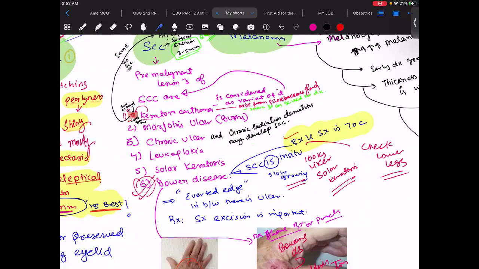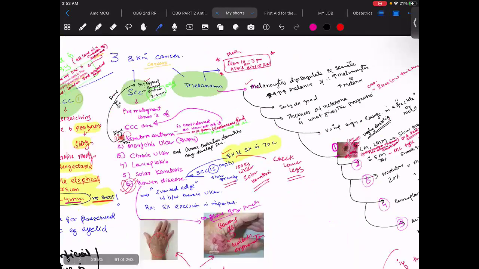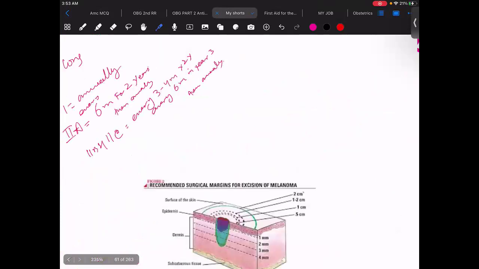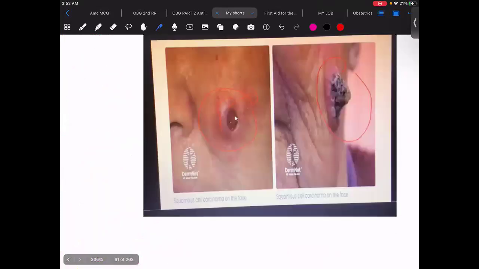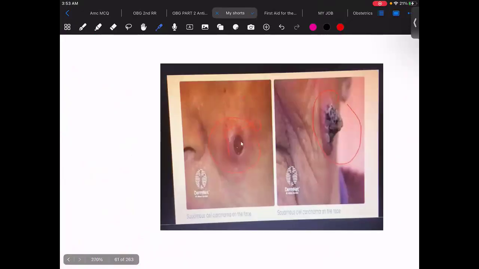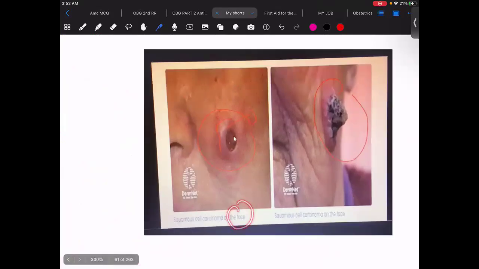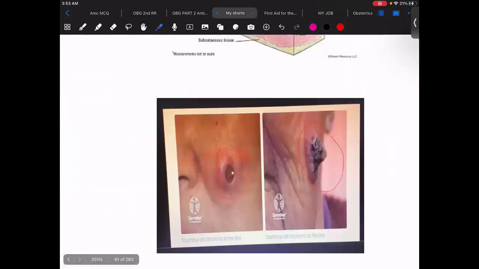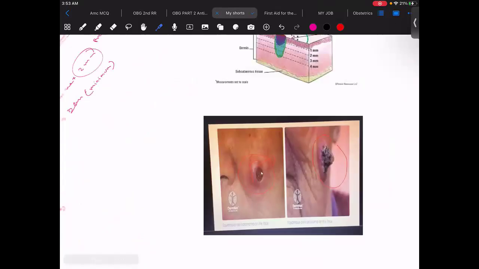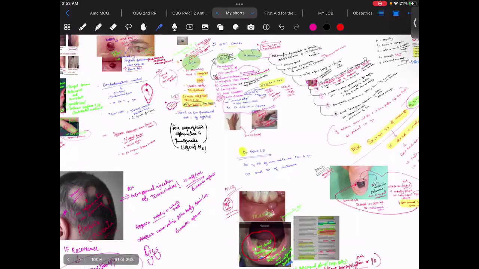Please look at the images of squamous cell carcinoma. Let me show you one of the images. You can see it over here on the dermanet. This is your squamous cell carcinoma of the face. Okay, squamous cell carcinoma of the face. Then we have another type of squamous cell carcinoma of the face, as you can see it over here. There is a debris or the keratin which has been accumulated over here.